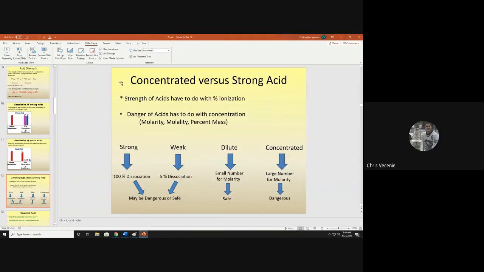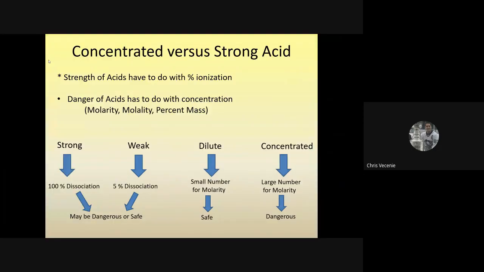So there's a big fundamental difference between the concentration of an acid and the strength of the acid. The concentration tells me about safety. It's the molarity. The strength of the acid is the list of 6. It tells me about the percent that it breaks down.